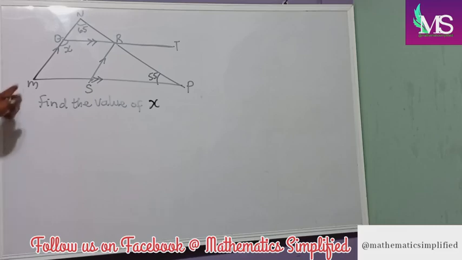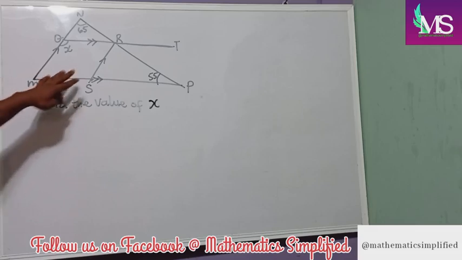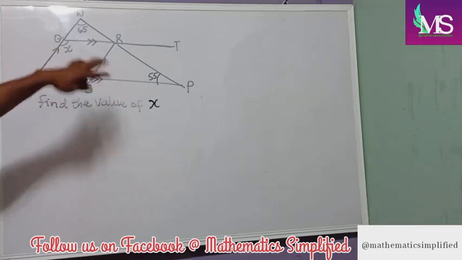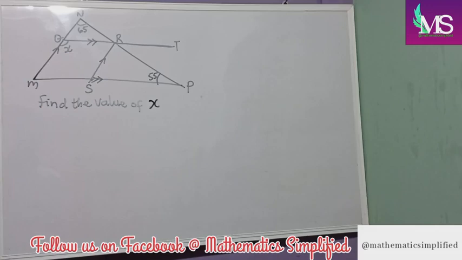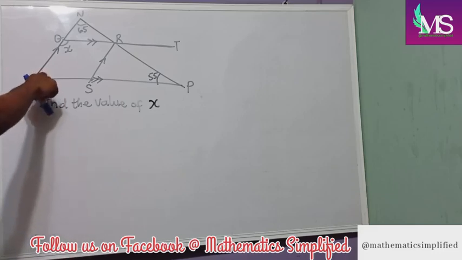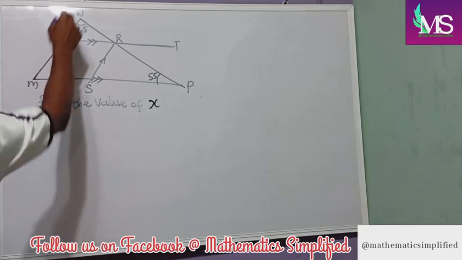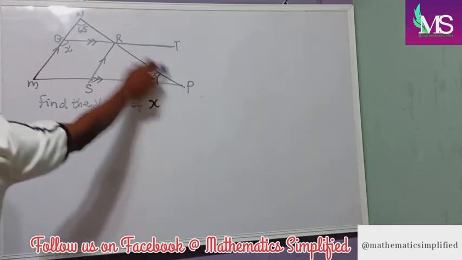Alright, our next question says, find the value of x. In this diagram, we should find the value of x. So in order for us to find the value of x, we must first find some other angles before we can get our value of x. So let's start with finding the value of n. Now how can we get n? To get n, we consider this big triangle MNP.